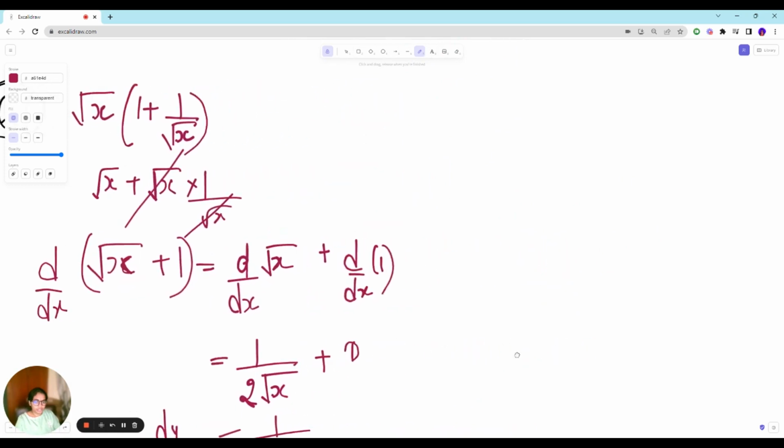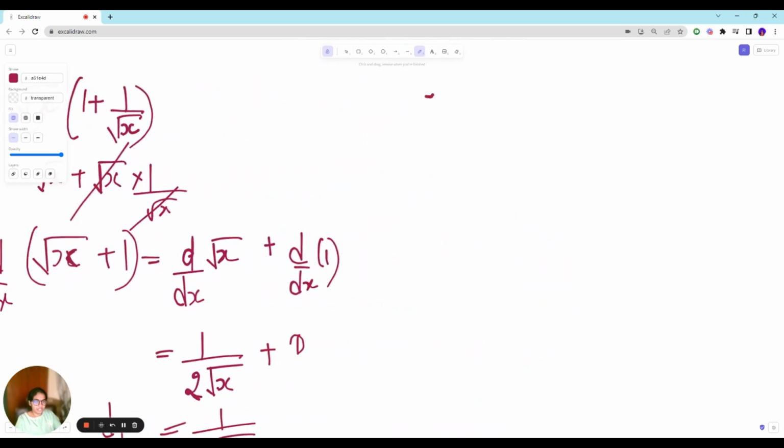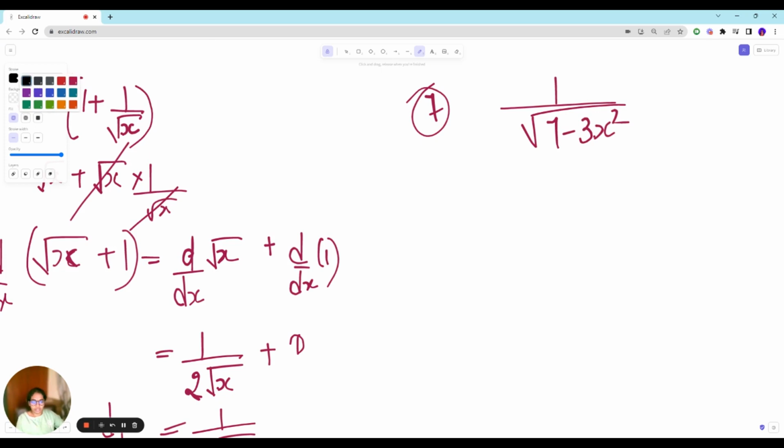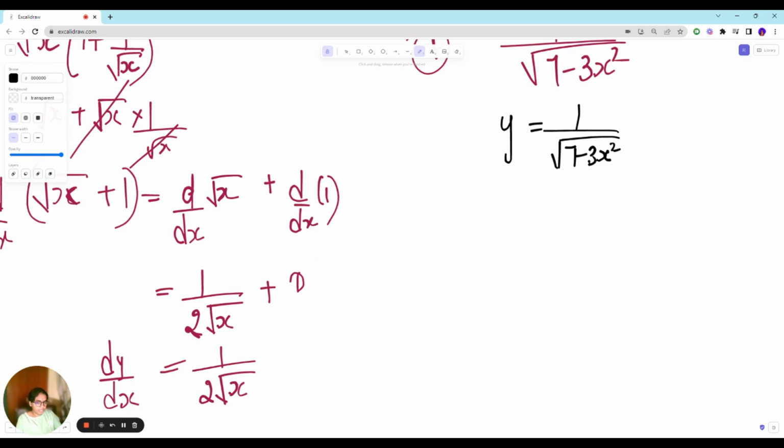Okay, so moving on, let me write one more problem, that is, say, the seventh one. Find the derivative of 1 divided by square root of 7 minus 3x square. Okay, so first step, let y be equal to the given question: y is equal to 1 divided by square root of 7 minus 3x square. What would you substitute as t? Let me substitute 7 minus 3x square as t.